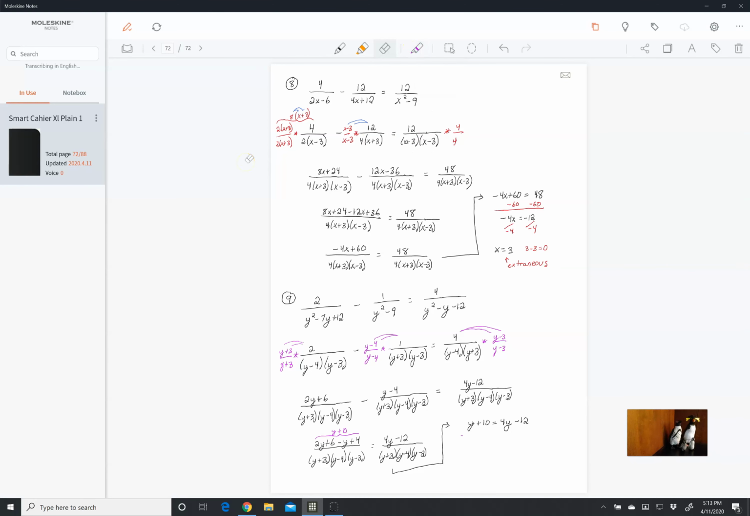So we subtract y from both sides, add 12 to both sides. That's going to give us 22 equals 3y. You can divide both sides by 3, and you cannot simplify 22 over 3. That's it. So we get that y is equal to 22 over 3.